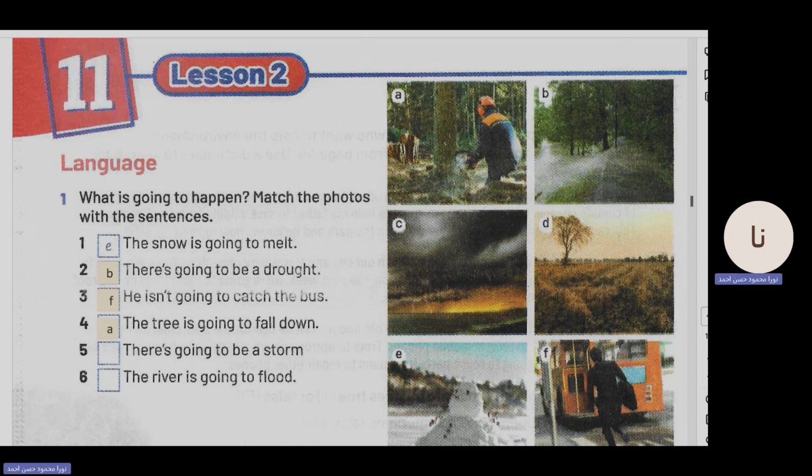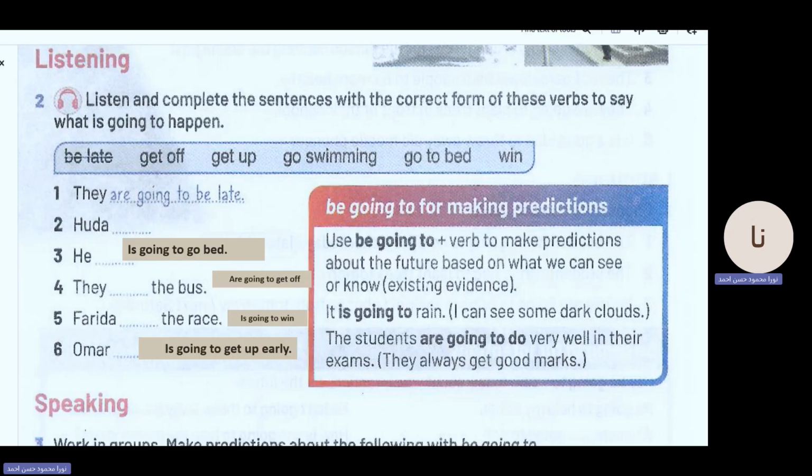Okay. What about C? Letter C. Yeah, it's cloudy, a lot of wind. So I think there is going to be a storm. And what about the last one? The river is going to flood because I can see here high water and water flow. So I think the river is going to flood. Well done.